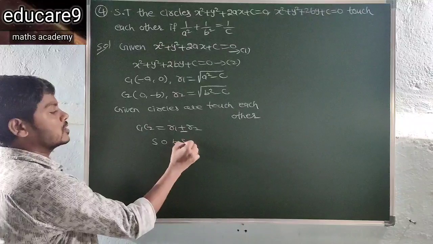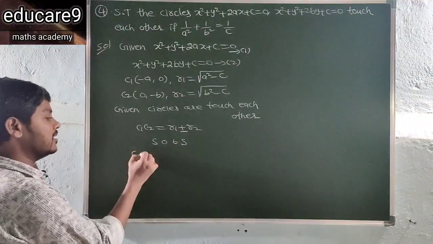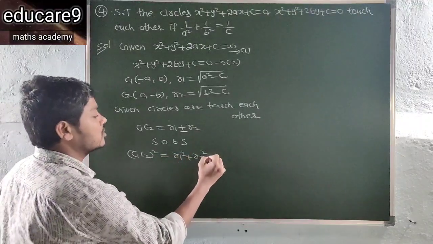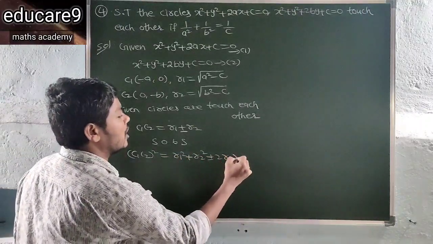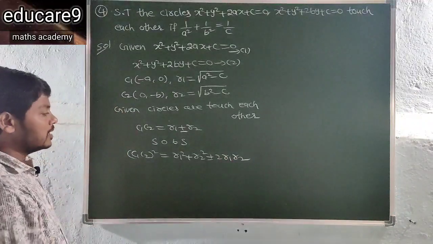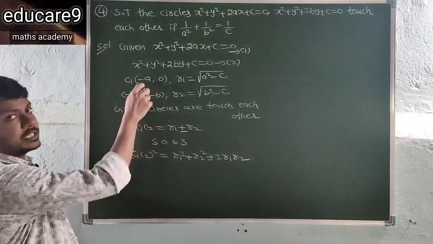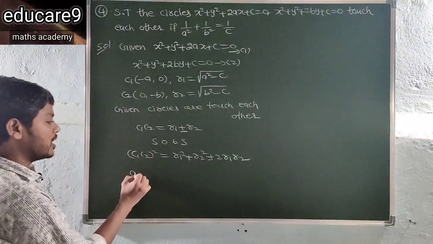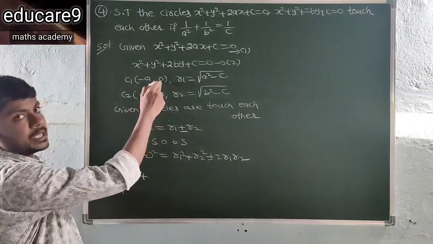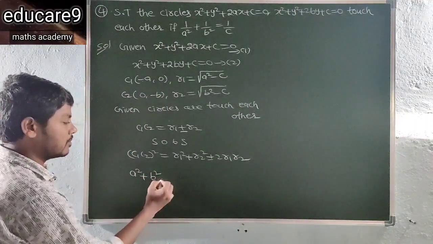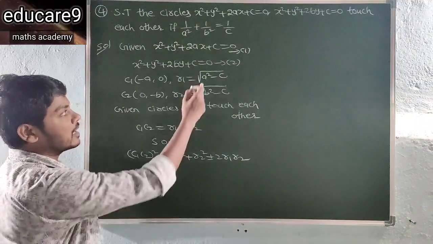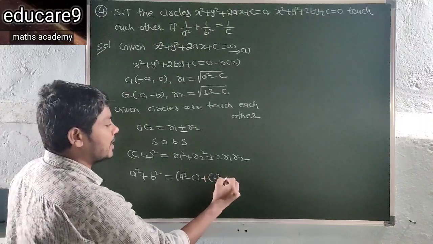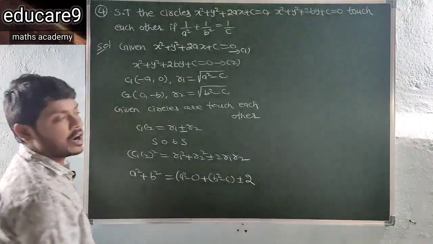Okay, so therefore, squaring on both sides, what you get? (C1C2) whole square is equal to R1 square plus R2 square plus 2 R1 R2. Okay, so what is the C1C2 distance? Find this distance. That is 0 minus of minus a, that is a square, plus minus b minus 0 whole square, that is b square. So this is equal to R1 square, that is a square minus c, plus R2 square, that is b square minus c, plus 2 R1 R2.